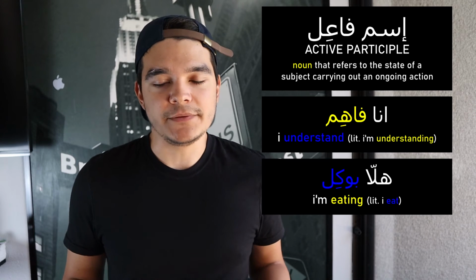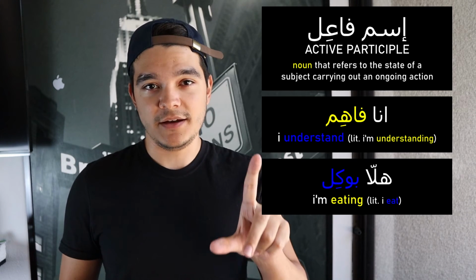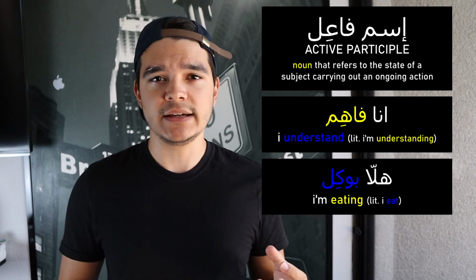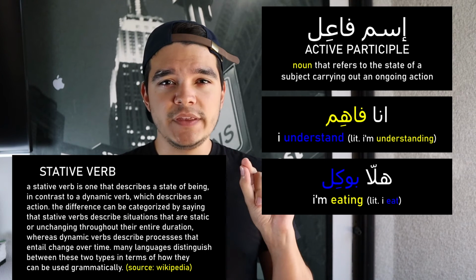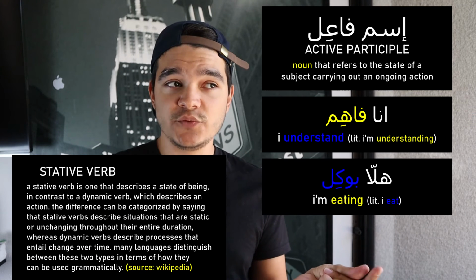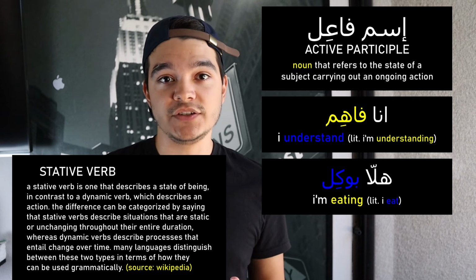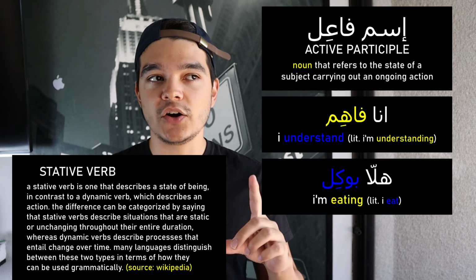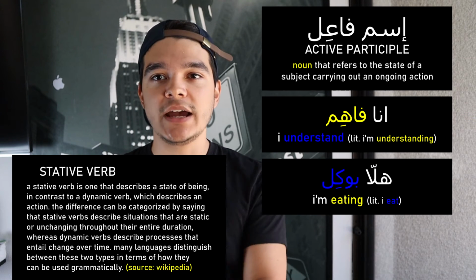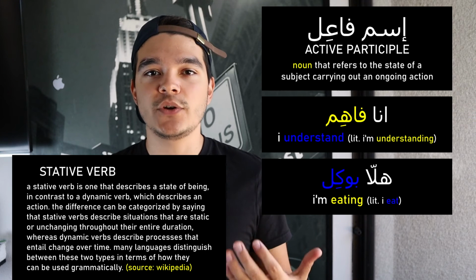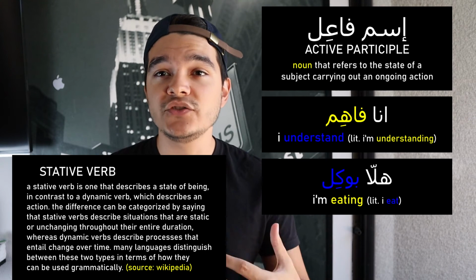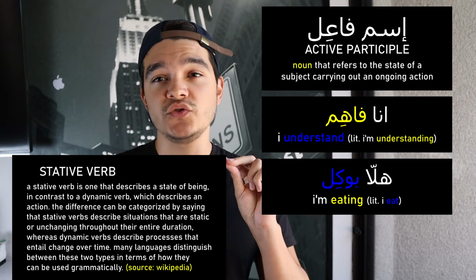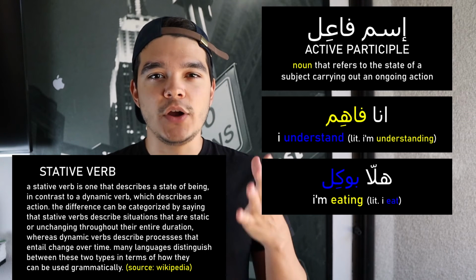Okay, what the heck does that mean? I'm actually going to quote Wikipedia, the Wikipedia page for stative verb here, because I think it has a fantastic short definition that we can dissect. So, quote, a stative verb is one that describes a state of being, in contrast with a dynamic verb, which describes an action. The difference can be categorized by saying that stative verbs describe situations that are static or unchanging throughout their entire duration, whereas dynamic verbs describe processes that entail change over time. Many languages distinguish between these two types in terms of how they can be used grammatically. End quote.